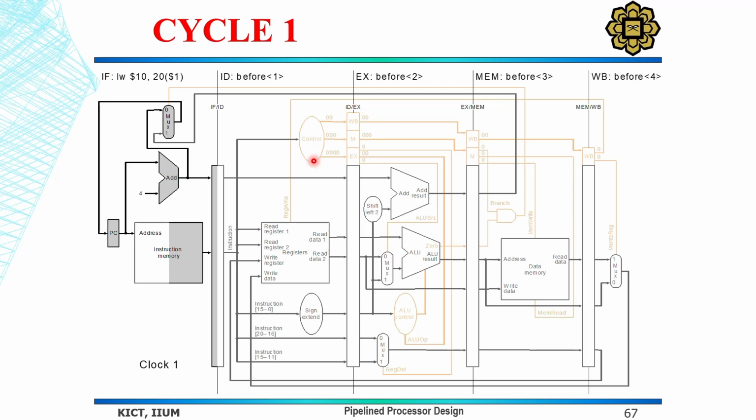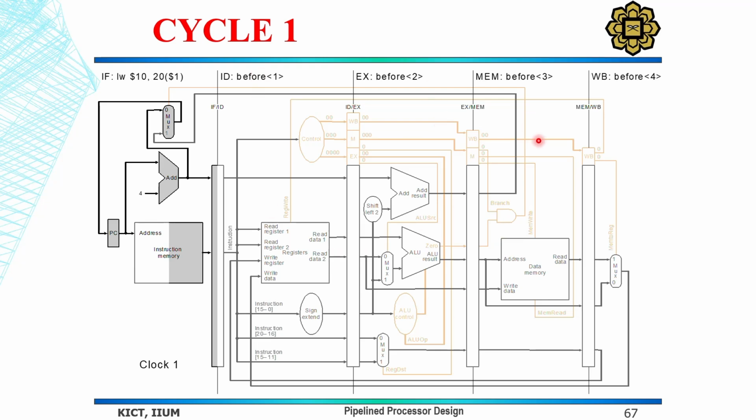So here, at this stage, there was something which was before this instruction, and here something which was before two instructions, and here before three instructions, and here four instructions before this one. This is just showing what was in these stages before this one.